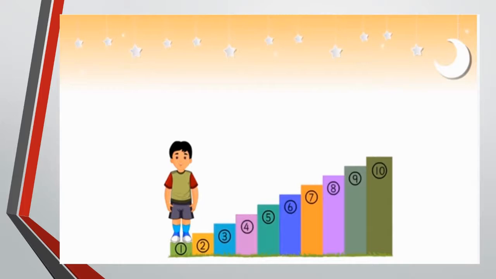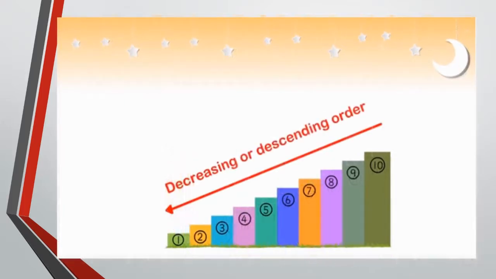Did you observe that as he comes down each step, he is descending or moving to a smaller number than the previous number. Thus, we can say that when the numbers are arranged from the greatest to the smallest, they are in the decreasing or descending order. Or we can say that it is like counting backward.